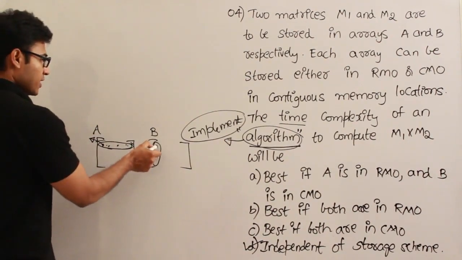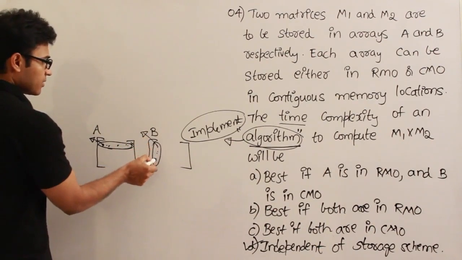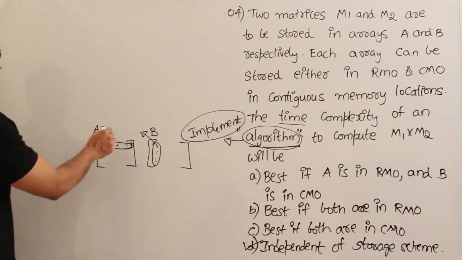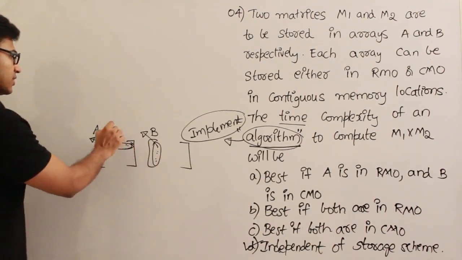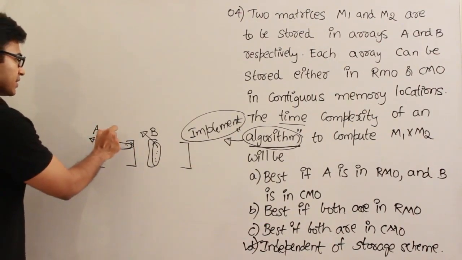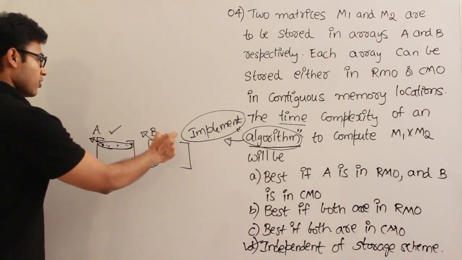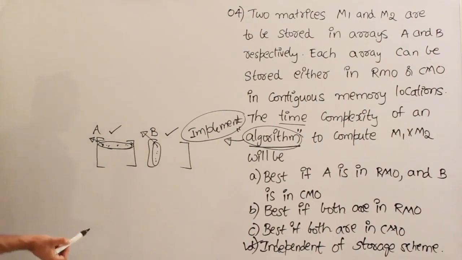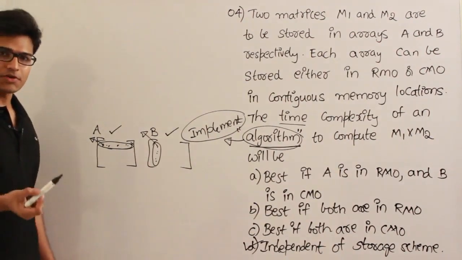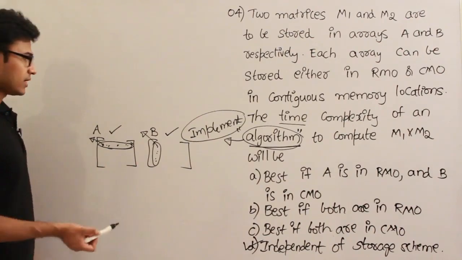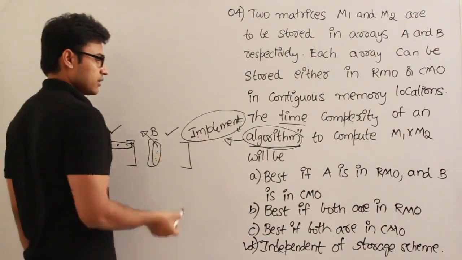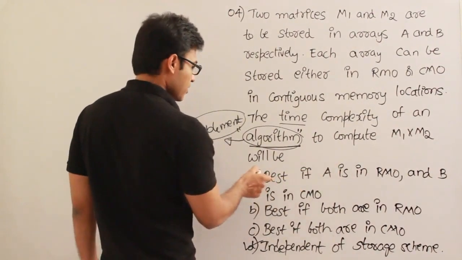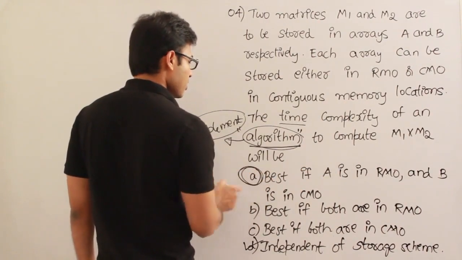And similarly, whenever you get the first element of B, the successive elements will be present in the cache, isn't it? So whenever you are going for this implementation, you see that A is represented in row major order and B is represented in column major order. If you go like that, it will be easy for you to implement it. I mean, the number of page faults or cache misses will be less, right? So in case of implementation, the better one is best if A is in row major order and B is in column major order.